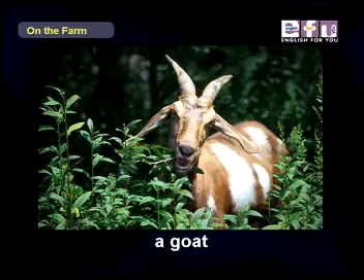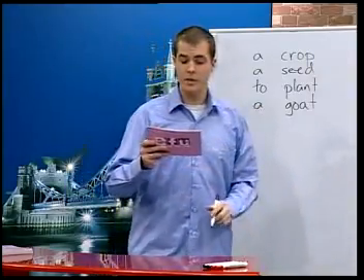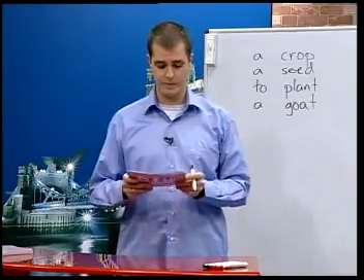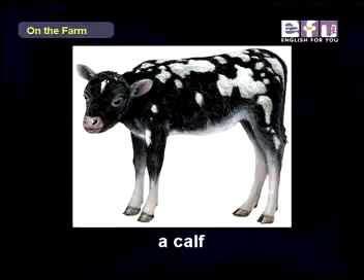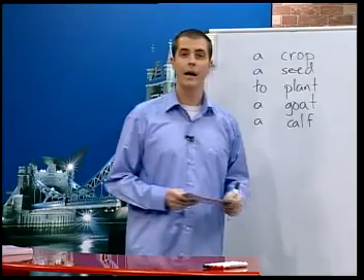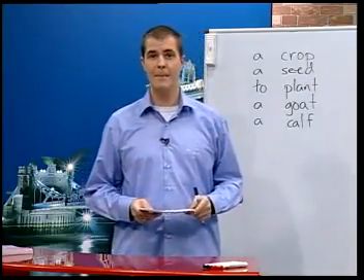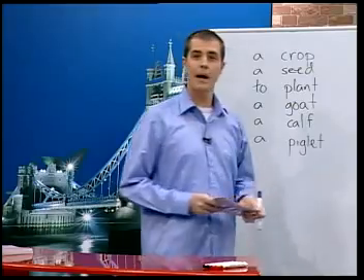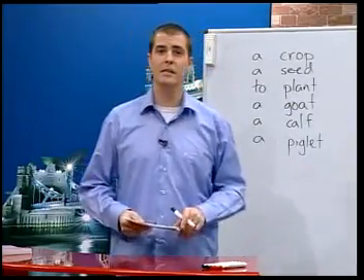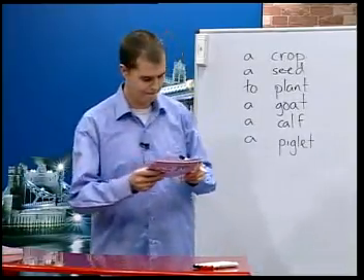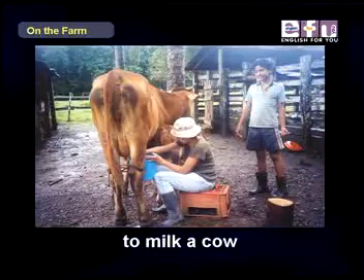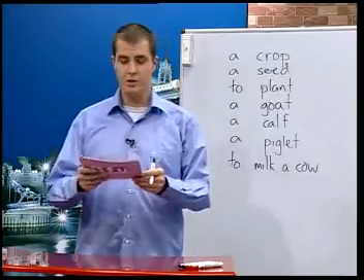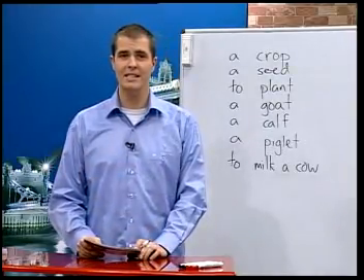A goat. A goat is a farm animal that looks a little bit like a sheep, and it usually has two horns. Next we have a calf. A calf is a baby cow. A piglet. Well, maybe you can guess. A piglet is a baby pig. To milk a cow. To milk a cow means to get milk from a cow by pumping its udders.